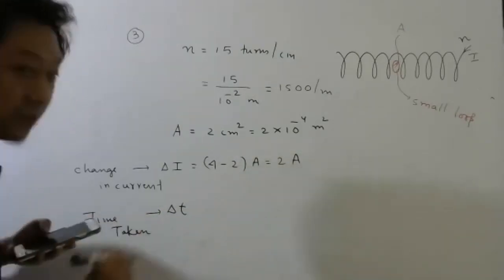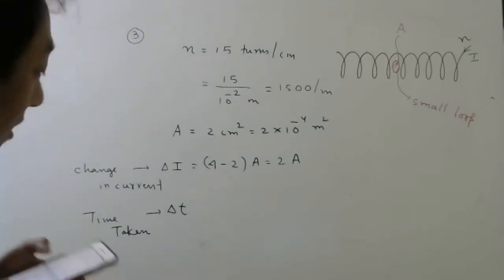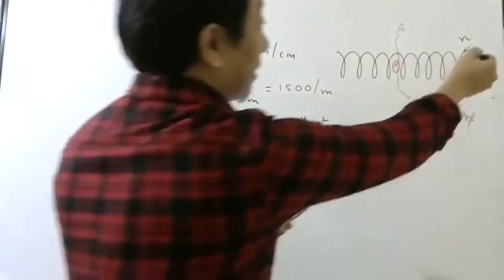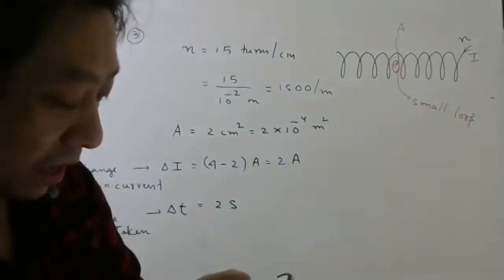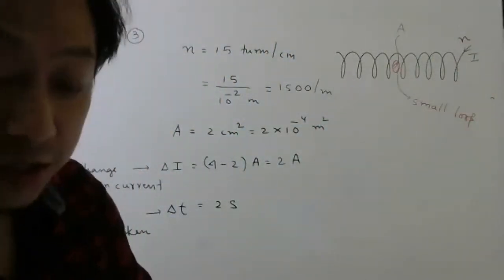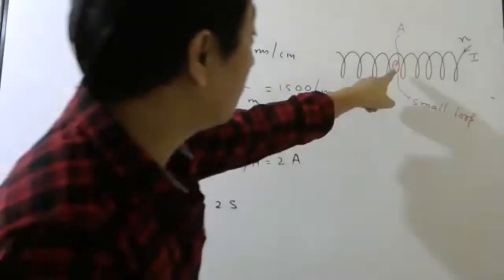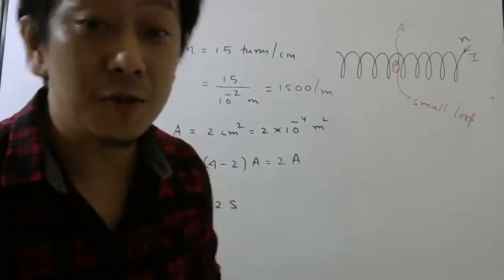Either you can say time taken or you can say time interval. That is 2 seconds. So they are changing the current here, remember. What they are asking is, what is the induced EMF in the loop? Induced EMF in the loop. Now, why will there be induced EMF?